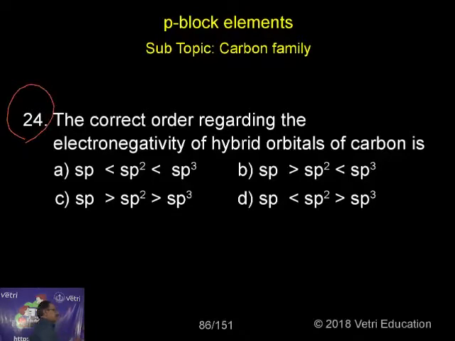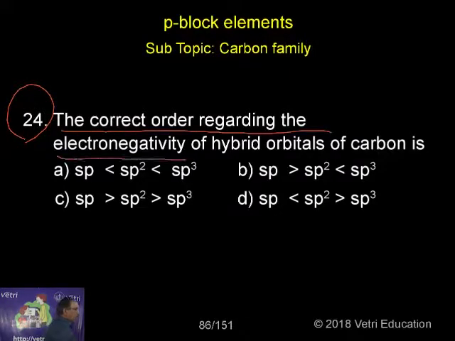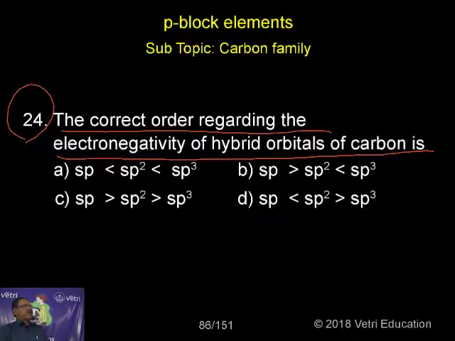Question number 24, again under the carbon family. The correct order regarding electronegativity of hybrid orbital of carbon. This is the most interesting. They are not comparing the element. They are comparing the hybrid orbitals. Then this should be very, very interesting information.